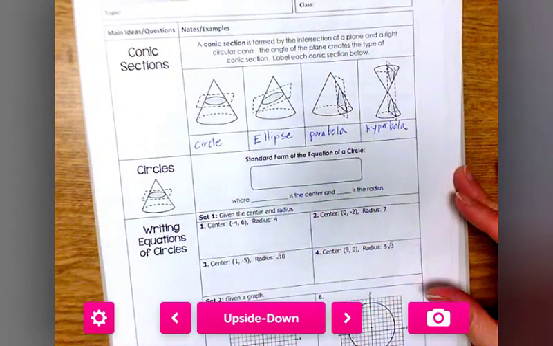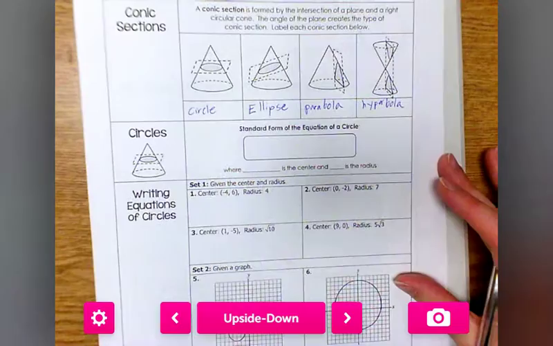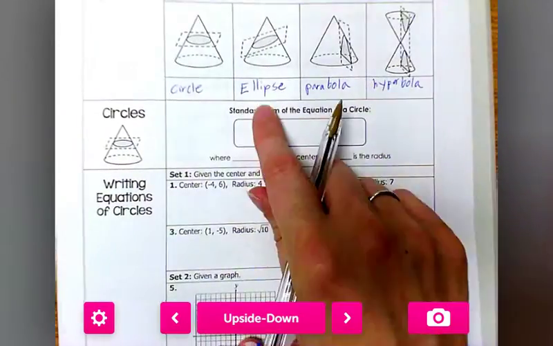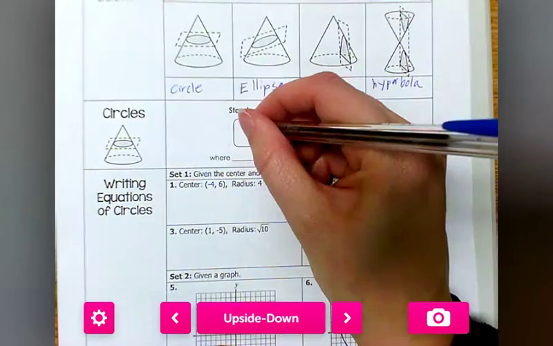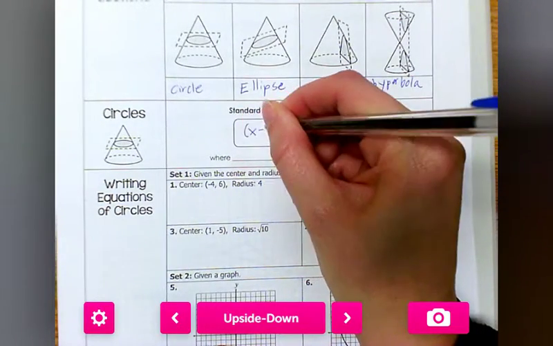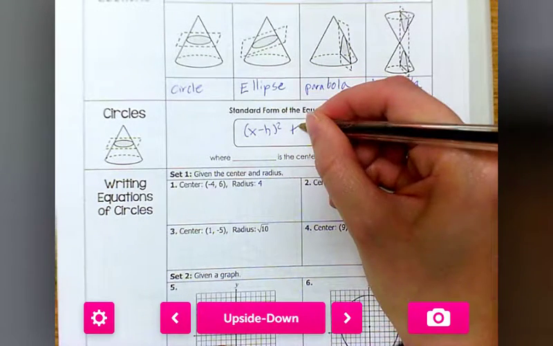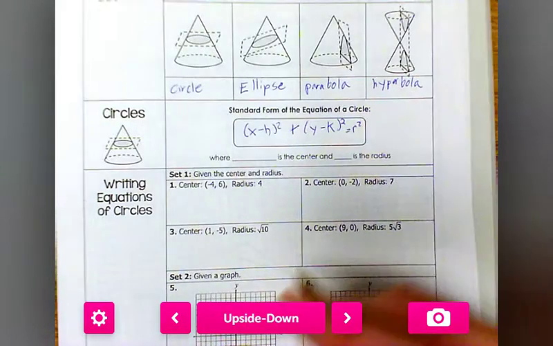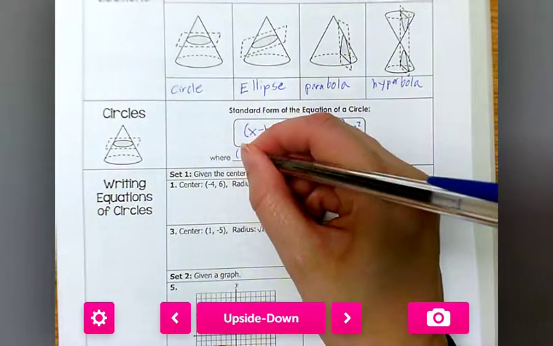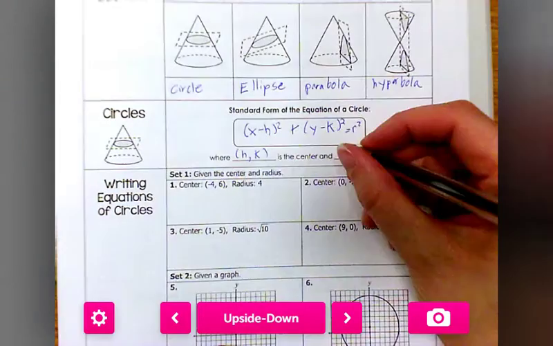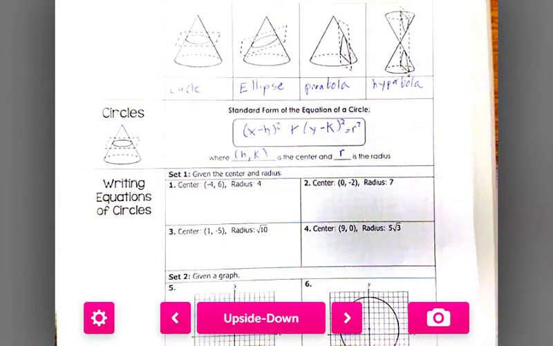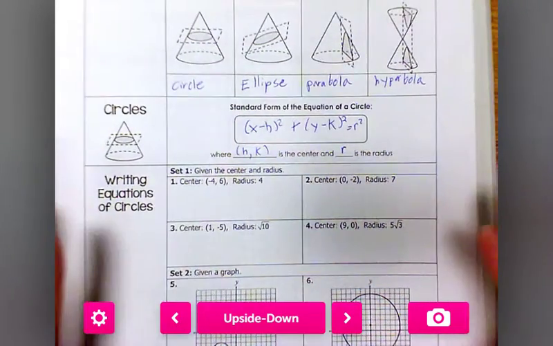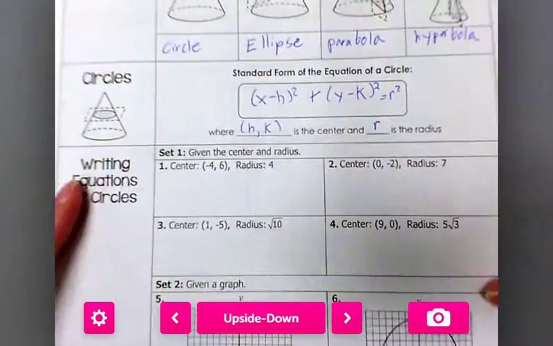And we just talked, excuse me, we just talked about the equation for a circle, but this is very important for the rest of this information. Our equation is (x - h)² + (y - k)² = r². Okay? Where (h, k) is the center and r is the radius. I'm going to do one of these and then I'm going to have you guys try the other 3.